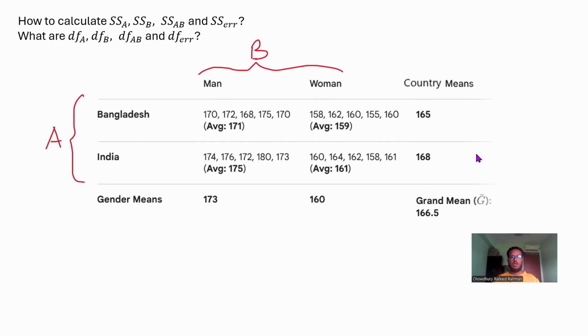And the grand mean is nothing but the average of everything. So the first thing you need to do is prepare this table where you have the grouped means, the category-wise means, and the grand mean. Okay, this is the first step. And let's assume that this is grouping A and this is grouping B, just for simplicity, because we are using A and B right here.